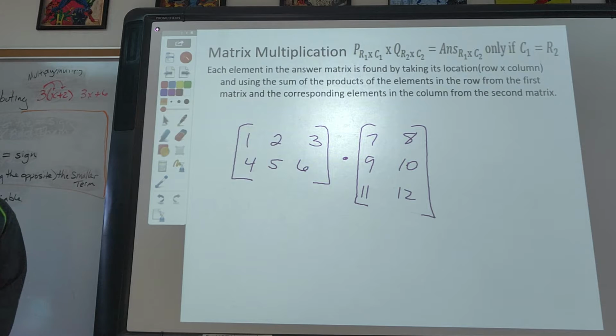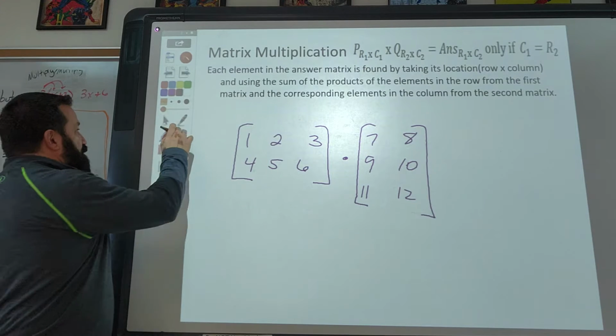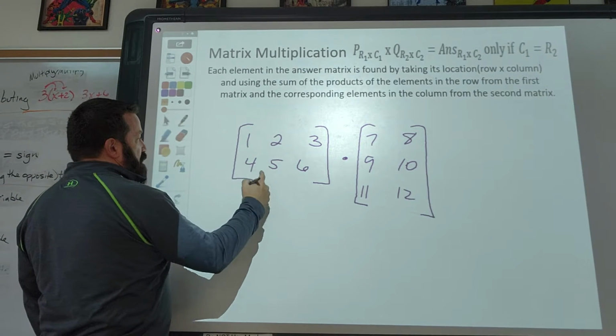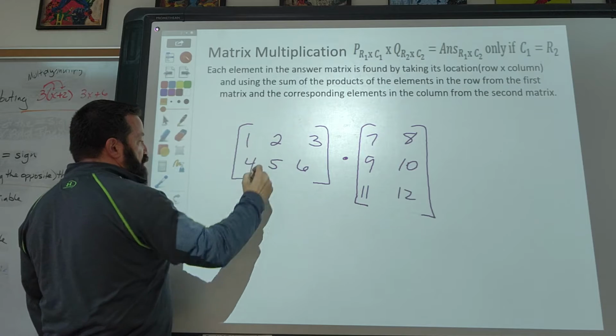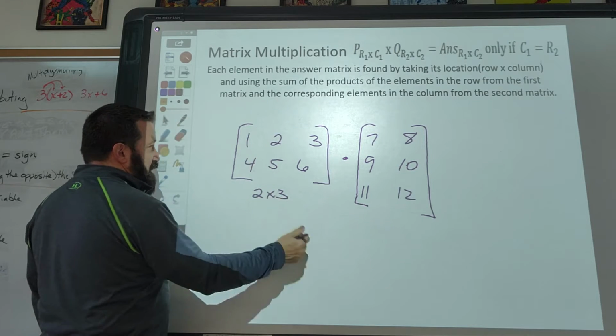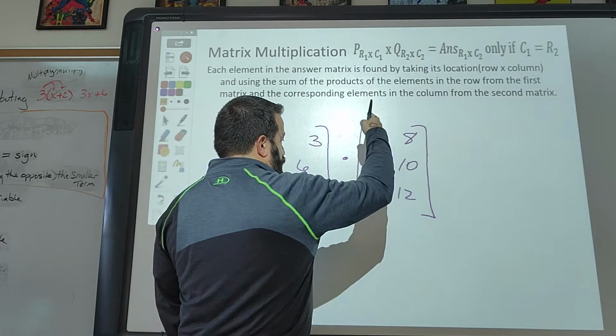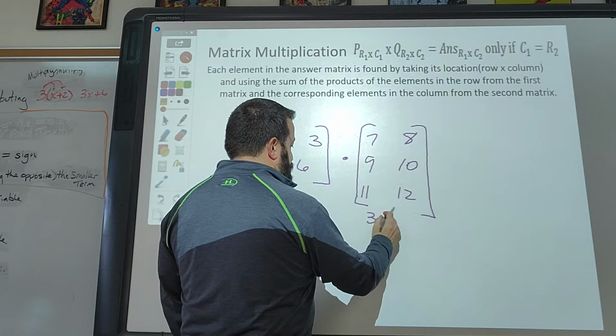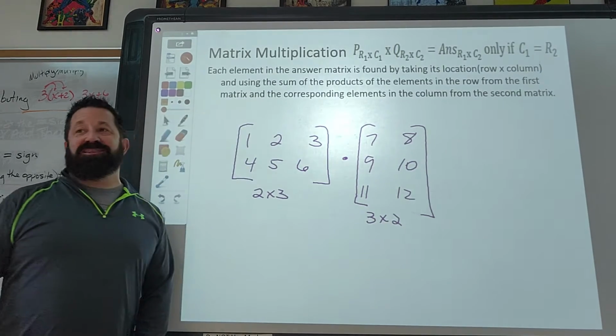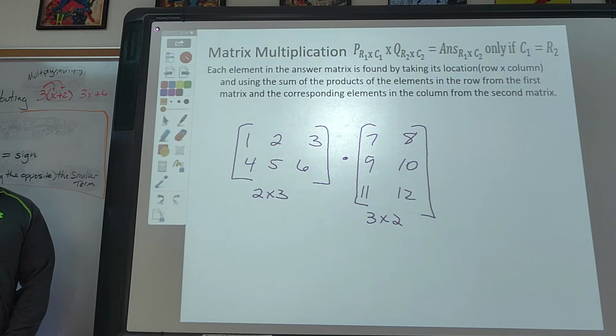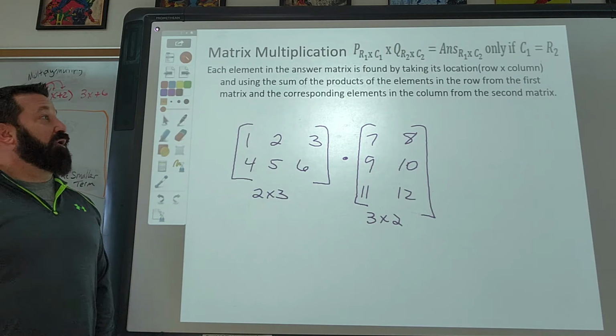Are those the same dimensions as each other? They are not. Okay, this has 2 rows and 3 columns. It is a 2 by 3. This has 3 rows and 2 columns, so it's a 3 by 2. Now, if I was trying to add these or subtract these, that would not be possible. But when you're multiplying matrices, this is actually the sort of thing that needs to happen.